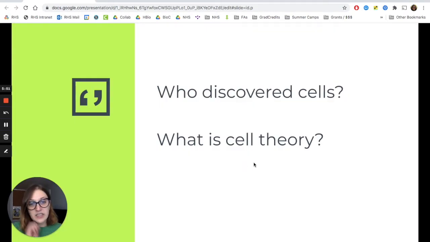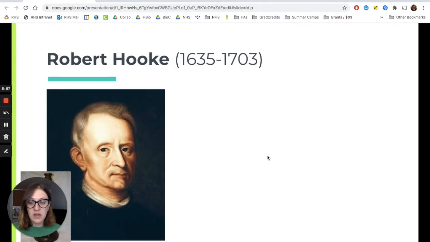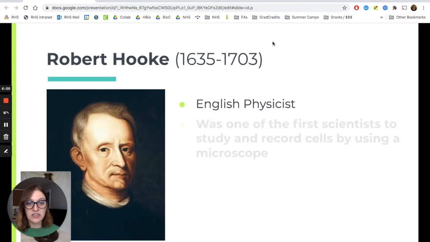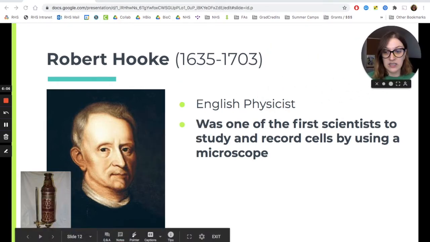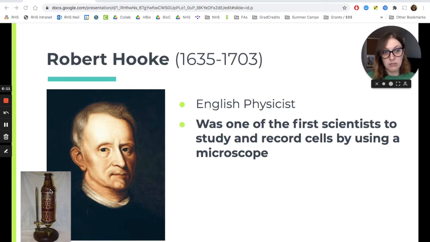So who exactly discovered cells, and what technology did they use to discover cells, and what exactly is cell theory? So Robert Hooke was one of the first scientists to study and record cells by using a microscope. And in this picture here, you can see an example of an early microscope where it was curved lenses, similar to the lenses that they might have used in a telescope to see far away out into space. They use curved glass lenses to make really tiny things appear bigger when you look through the eyepiece.